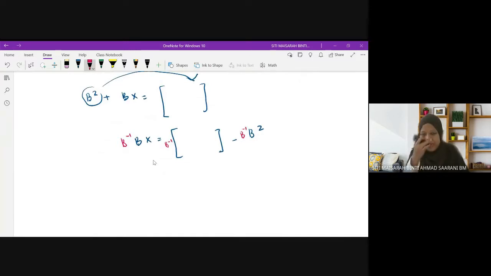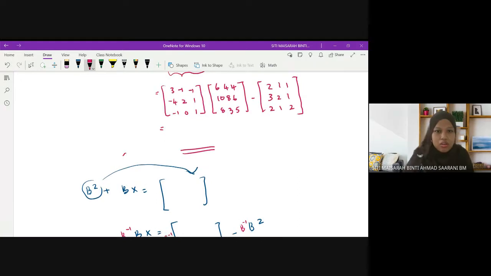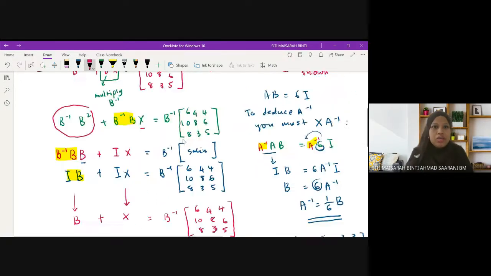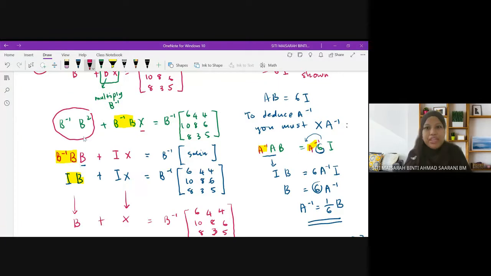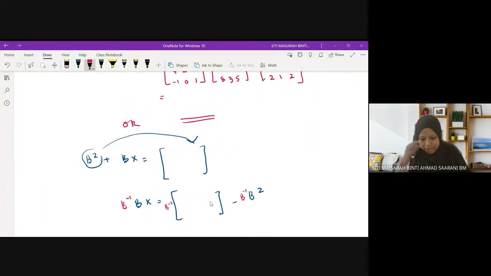Dia kena macam ni lah. Sama ada awak pindah B square dulu, darab B inverse, lepas tu, atau awak darab dulu B inverse baru awak pindahkan dia. Jadi tolak lah di belakang dia. Dia terbalik saja. Tapi alternatif dia dua ni je. Macam ni saja. Jadi mesti diingat lah.